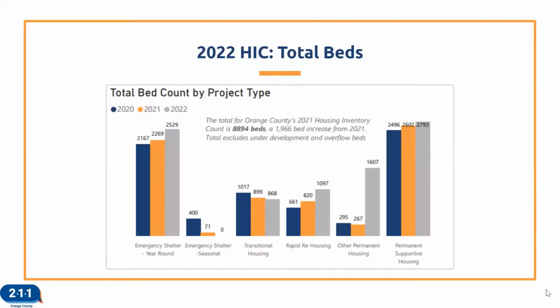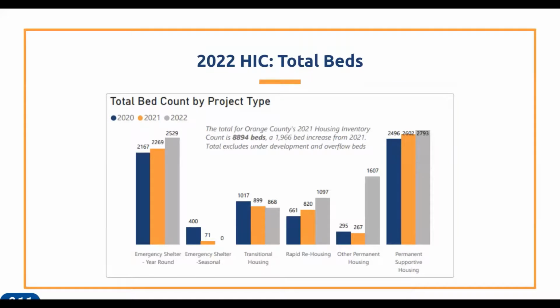So I pulled a couple of charts out. Again, you can view the whole report if you would like. Well, we have it in the slides. We'll also include the link in the meeting minutes. But this first chart is looking at the number of beds available for each project type, and includes data for the past 3 years so that you can see trends. So the overall bed count for the 2022 HIC is 8,894 beds. And you can see those beds distributed over the different project types.